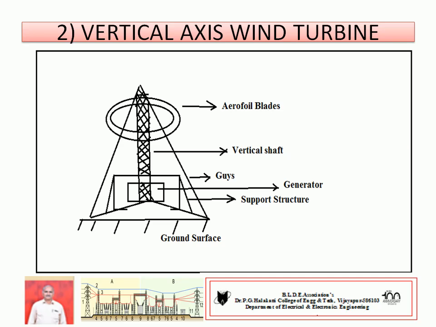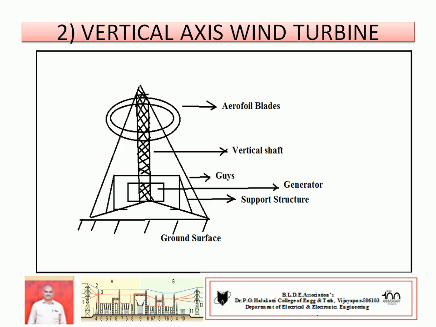Again, it has an advantage. It is not required to be placed in the direction of wind; it does not need a particular direction of wind. Earlier, in the horizontal type, the whole nacelle had to be arranged to rotate in the direction of wind. Here no such arrangement is required. Wind directly comes and rotates the aerofoil blades, then the vertical axis rotates.